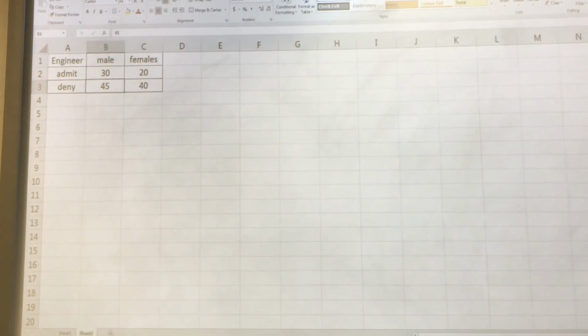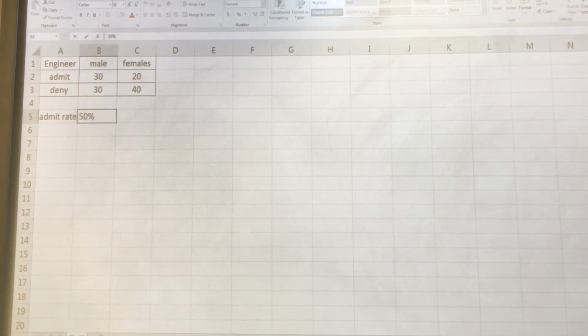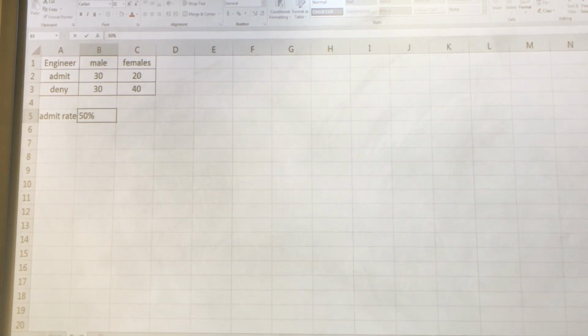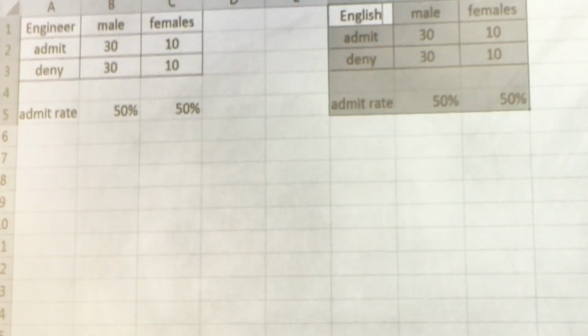We had 30 men apply. We had 30 men denied. What's the admit rate? It's 50%. 30 out of 60, right? Okay? And for the women, we had 10 women apply. We had 10 women denied. What's the admit rate? 50%. Well, it's not the engineering department that's discriminating. It must be the English department. Can't trust those English majors.